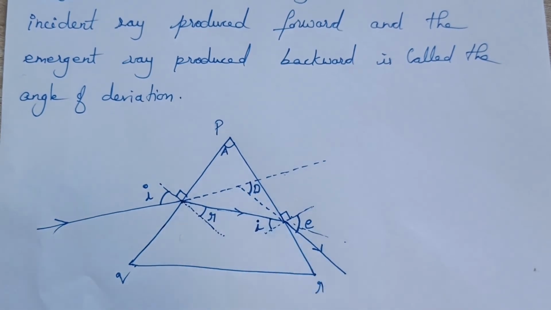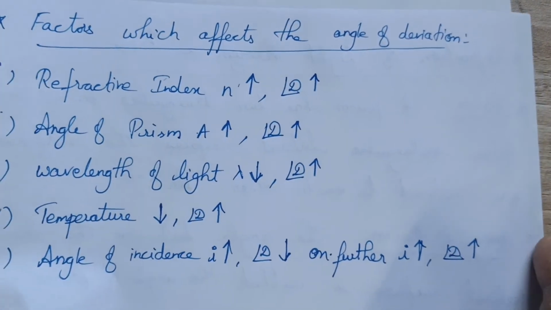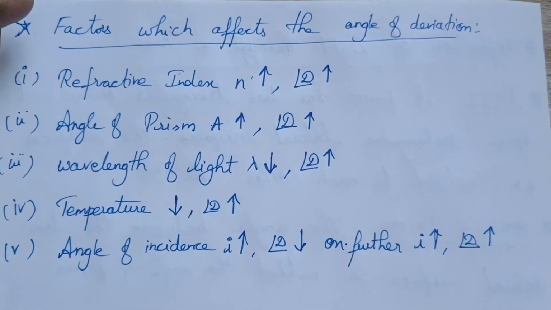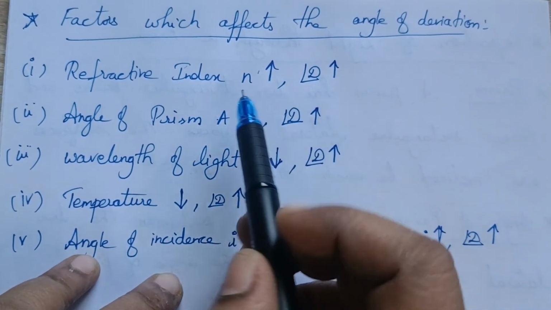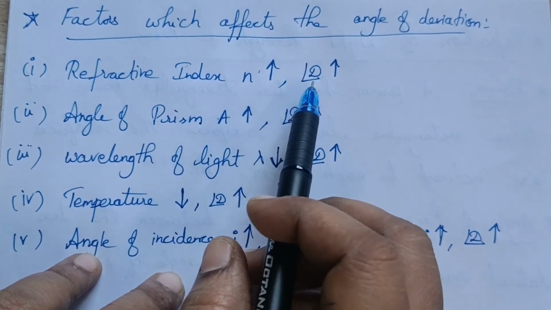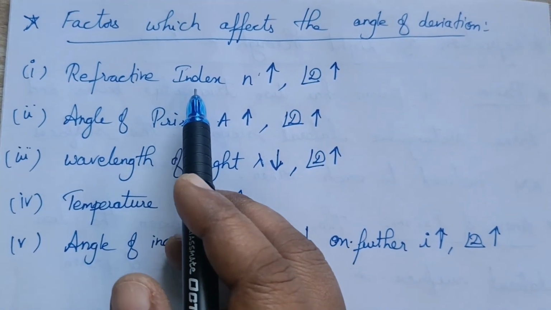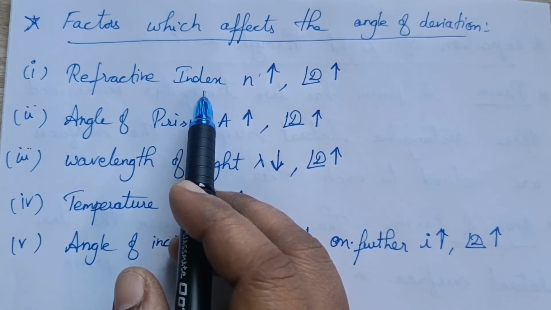What are the factors which affect the angle of deviation? Whether it increases or decreases depends on a few factors. If the refractive index of the prism increases, then the angle of deviation will also increase, right? Because if the refractive index is more, when the ray enters from rarer to denser medium, it moves more towards the normal, right?